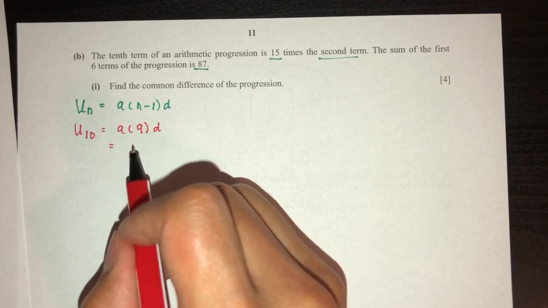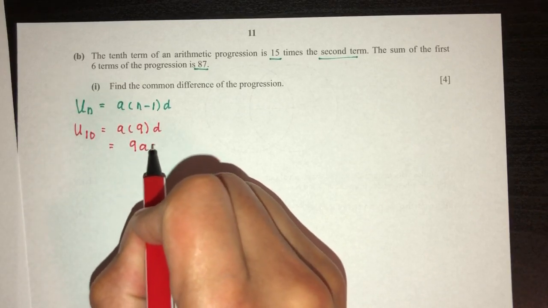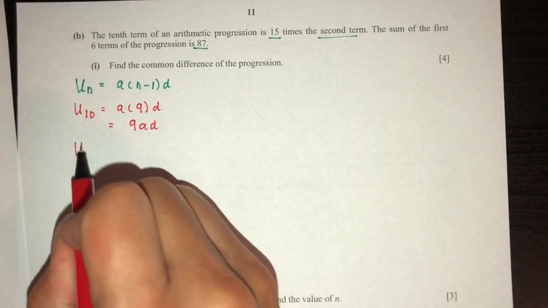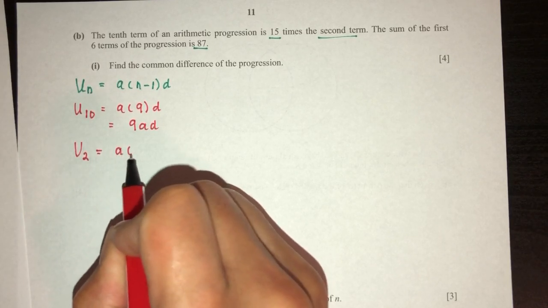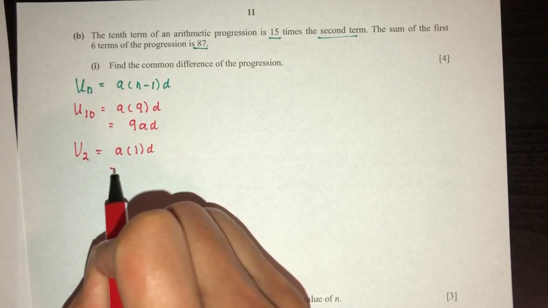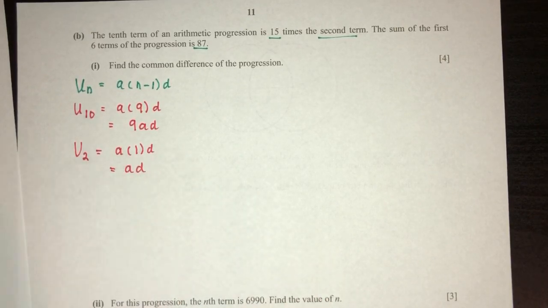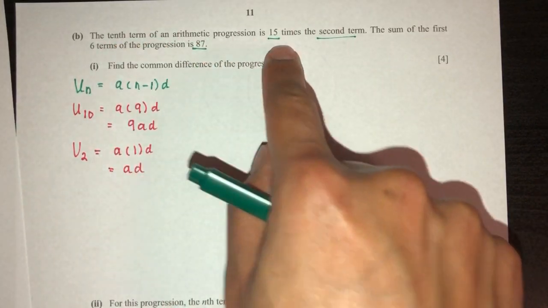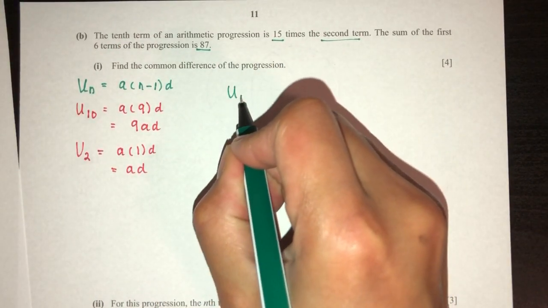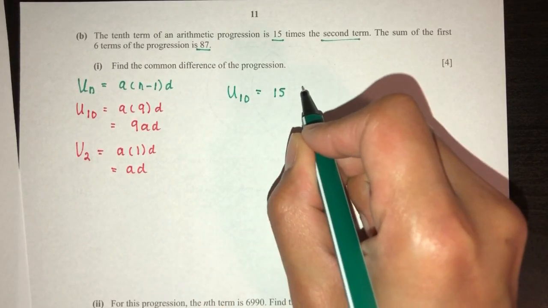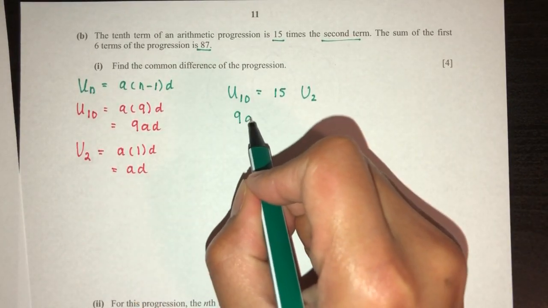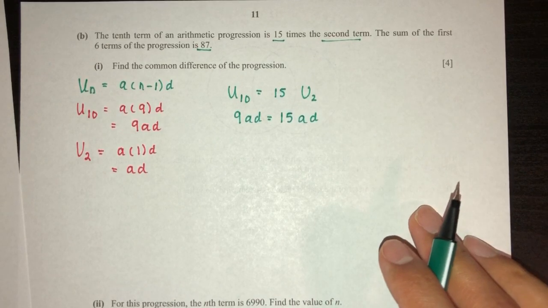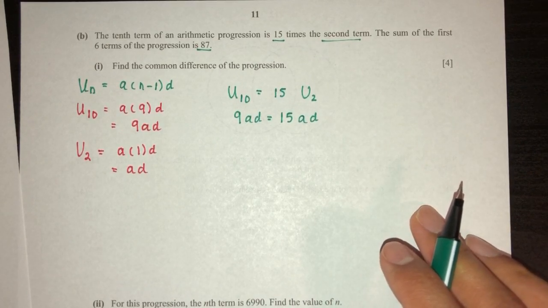That is the 10th term. Now what is the second term? The second term, using the formula u_2, will be a plus (2 minus 1)d, that will be a plus d. That will be your second term. Now the information we have is that the 10th term is 15 times the second term. That's one thing we know for now.